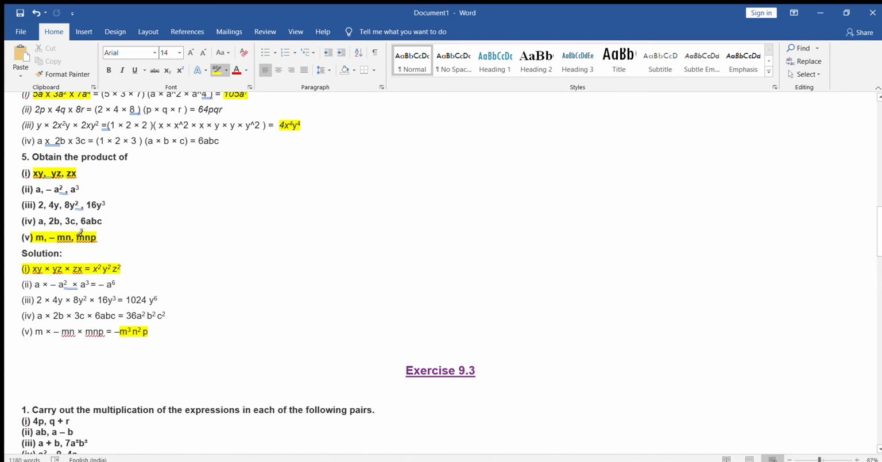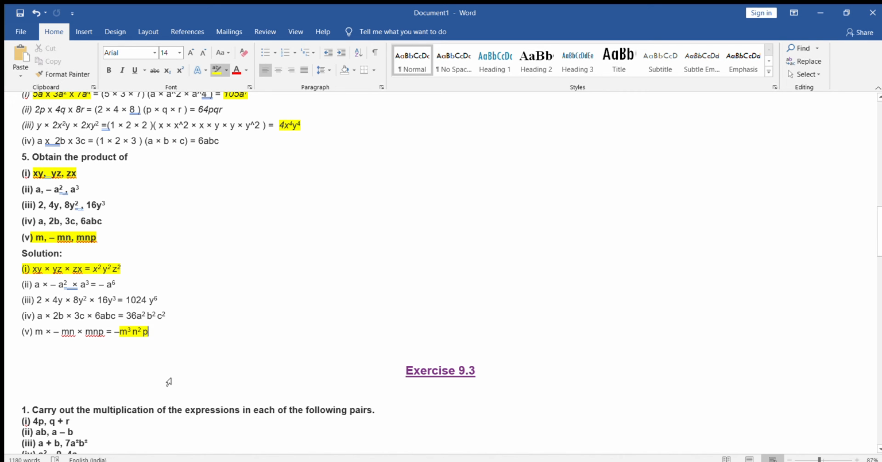Now count m. 1 2 3m, so m to the power 3, 2n, n to the power 2, and 1p, mp. So we are having the answer minus m cube n square p. It is quite easier. Multiplication or product of monomials, it is quite easier. Just on seeing the question, you can easily find out its answer.